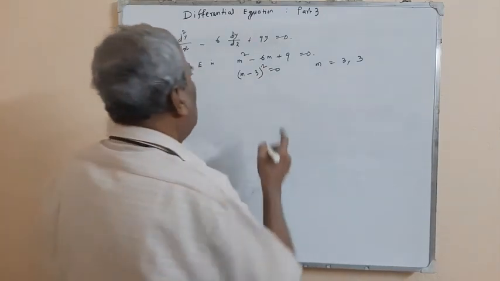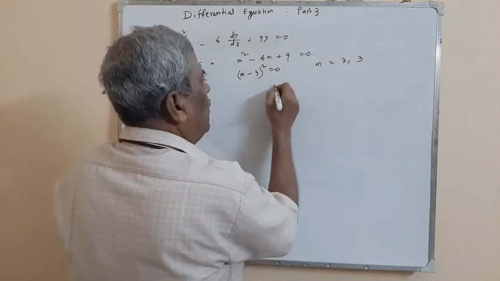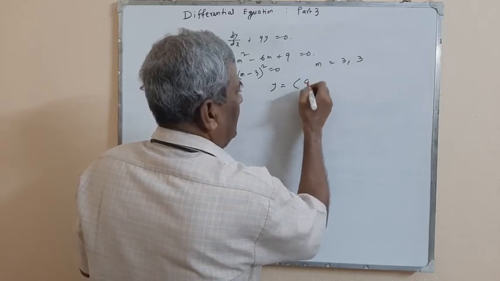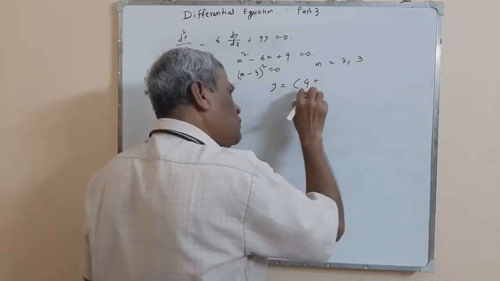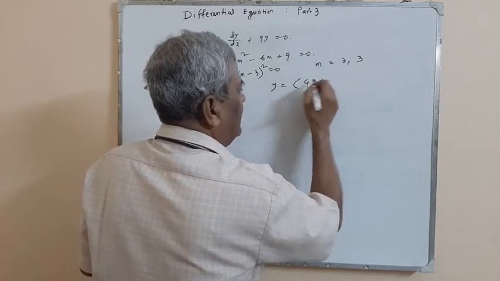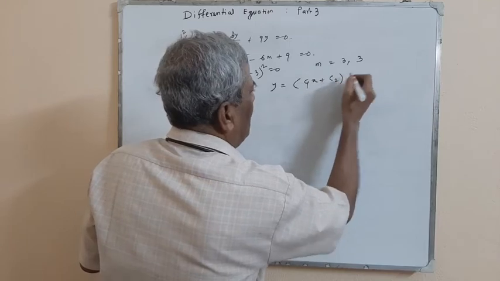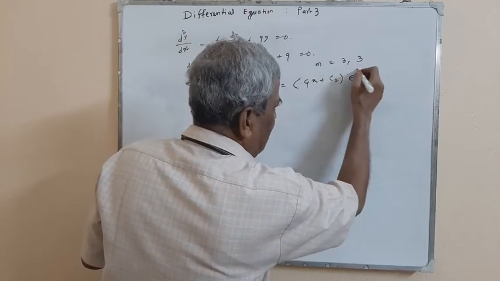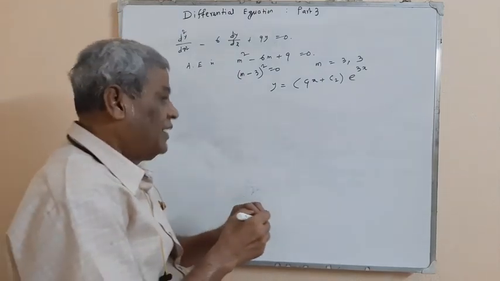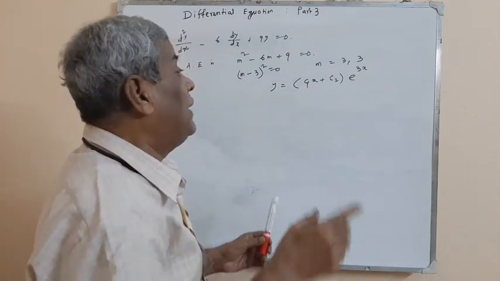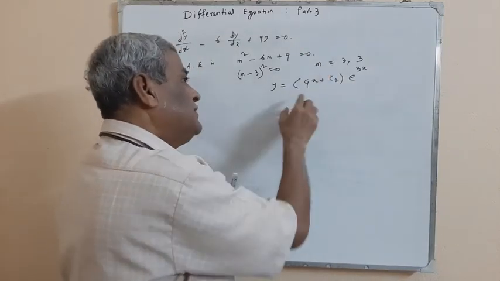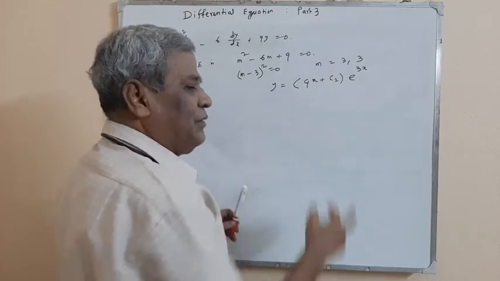So the solution of the equation is y is equal to c1 plus c2x or c1x plus c2, you can write anything, c1 plus c2 x into e to the power mx, that is 3x. This is the solution. If needed, that is if initial conditions are there, you can obtain from these conditions particular values of c1 and c2.